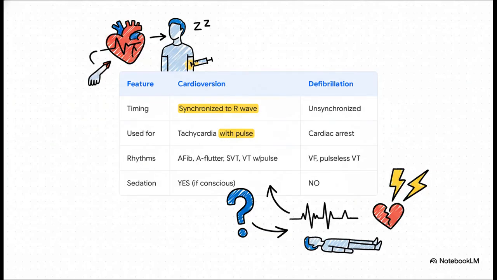This table just lays it all out so perfectly. Look at that first row, timing. Cardioversion is synced, defibrillation is not. Now, look at the second row, used for. This is the fork in the road. Cardioversion is for tachycardia with a pulse. Defibrillation is for cardiac arrest, no pulse. Everything else flows from that one single question you have to ask yourself: does my patient have a pulse?